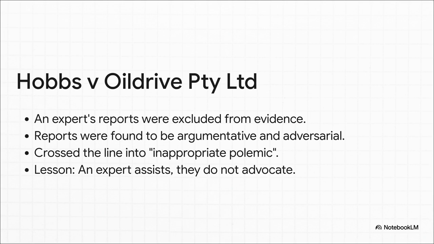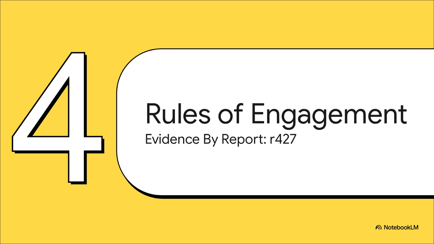Here, an expert's entire report got tossed out. Why? Because the expert totally crossed the line. The judge described the report as argumentative, adversarial. He even called it an inappropriate polemic. Ouch. The expert had become an advocate, a fighter for one team, instead of an assistant to the court. This is your go-to case for an exam answer when you need to show the consequences of breaching that big duty under Rule 426.